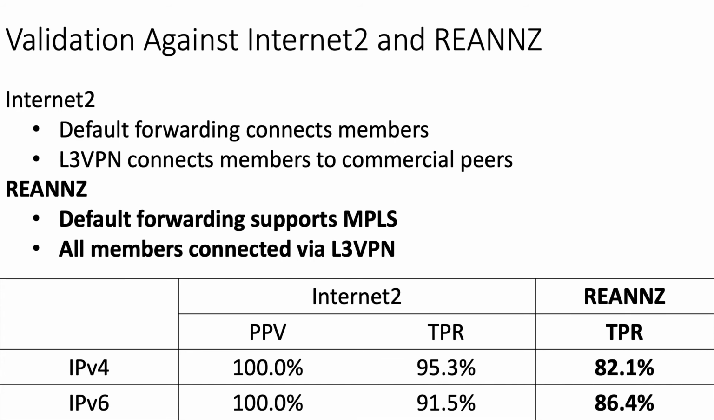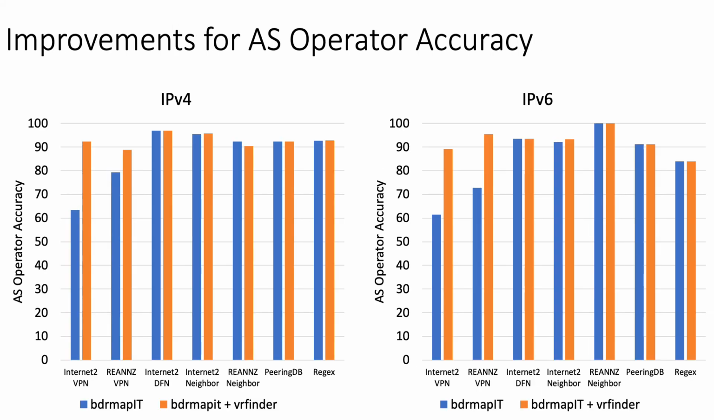And then REANNZ connects all of its members to L3 VPNs, so we didn't see any default forwarding addresses in the traceroute collections. That meant we couldn't evaluate false outbound address detections in REANNZ, but we still evaluated the true positive rate, which was worse than it was for Internet2. And the main reason for the lower true positive rate is that many of the routers that followed outbound addresses in traceroute didn't respond to traceroute or any of our follow-up probing. So we weren't able to identify those outbound addresses.